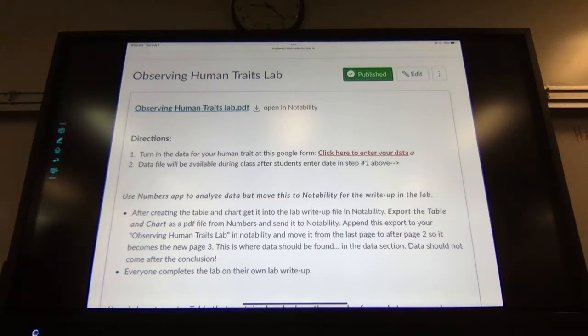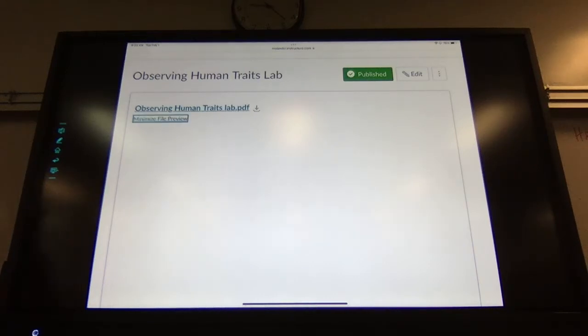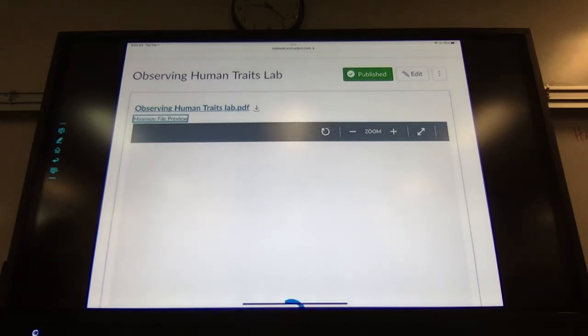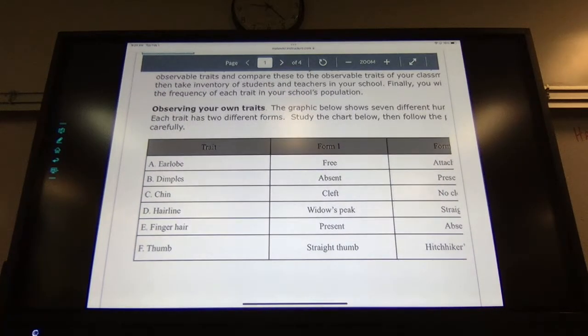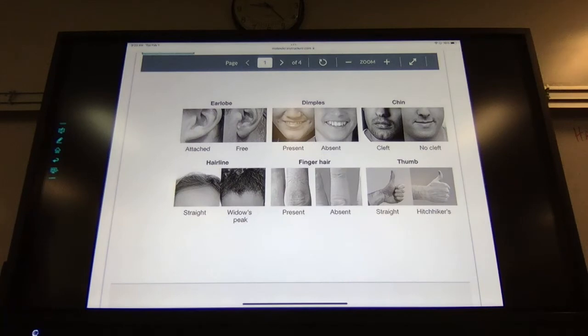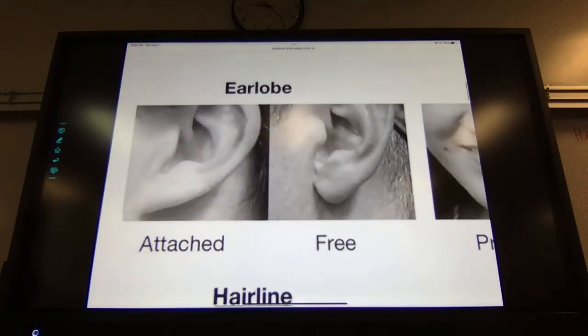So we're going to be looking at the traits. Your earlobes, dimples, whether you have a cleft chin, a straight hairline, hair on your fingers, and whether you have a bent thumb called a hitchhiker's thumb. And there's pictures for each of these, so let's describe it.